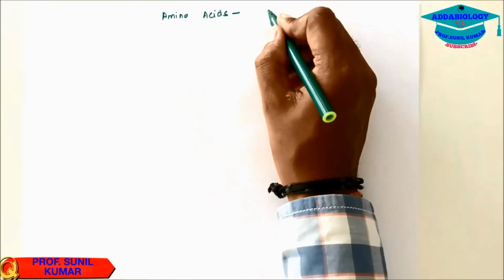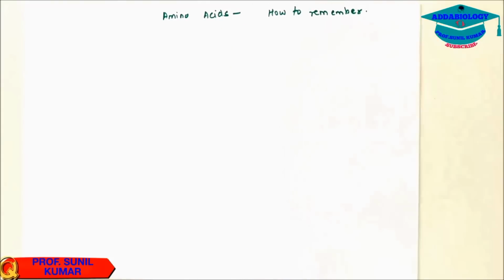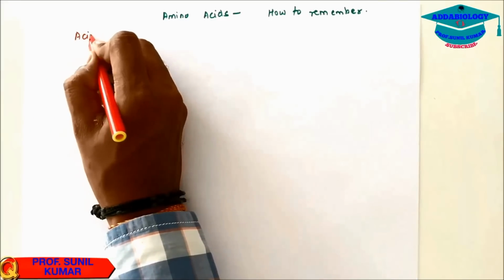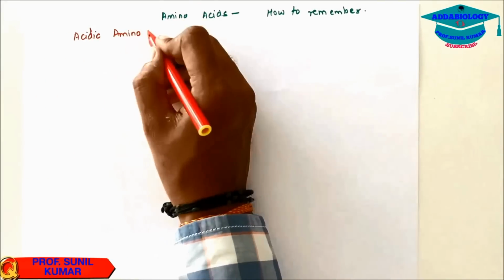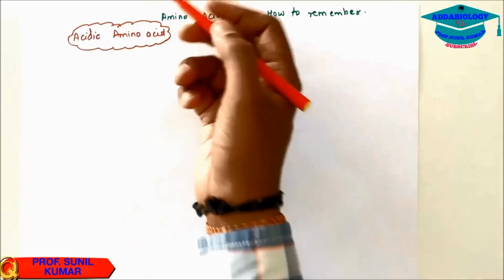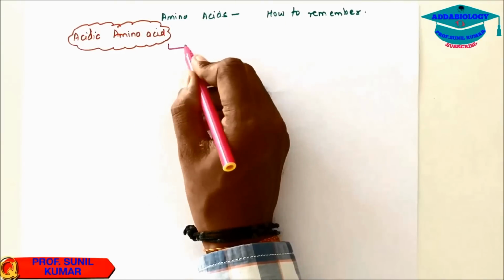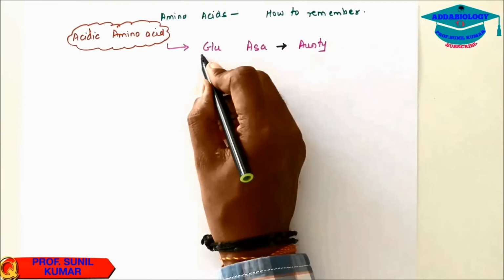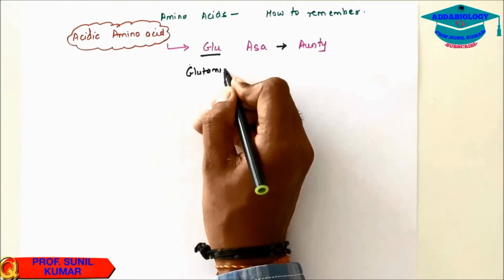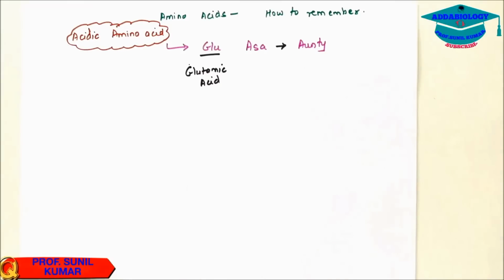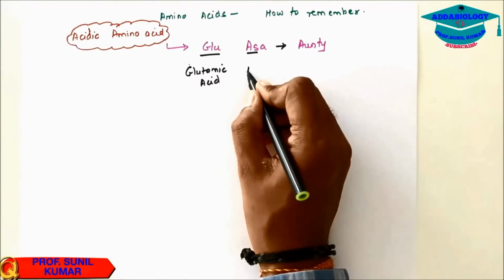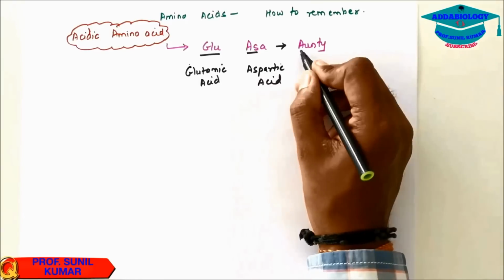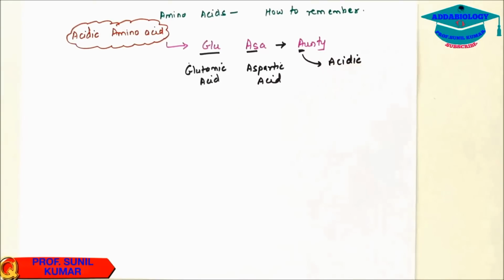When we talk about amino acids, how to remember them? Acidic amino acids. If you want to remember acidic amino acids, just remember GLUASANT. GLU is glutamic acid, ASA is for aspartic acid, and ANT is acidic. So if you remember GLUASANT, then it becomes very easy to remember acidic amino acids.